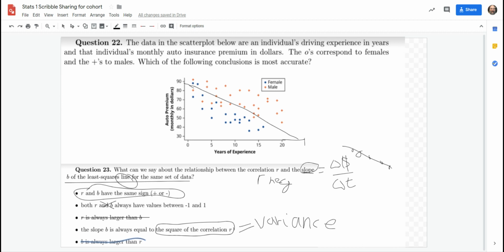The R squared comes from the physical shape of those dots. The shape of those dots doesn't change if I change my years of experience to days of experience, right? I just change my 0 to 20 to 0 to 7,300, and nothing else changes in the picture. The shape determines the R. The actual units of the axes determine the B. So these have no predictable relationship except same sign.